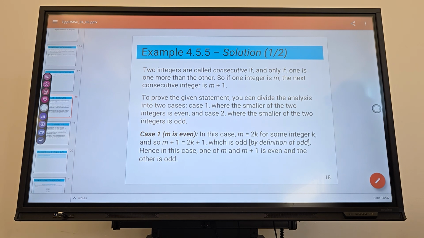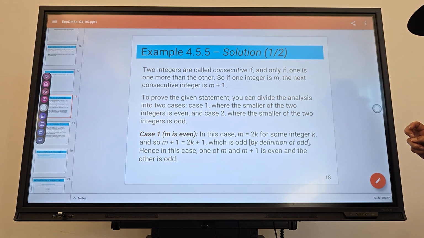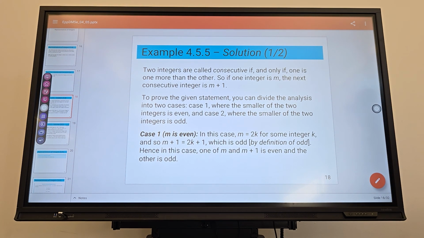So in this case, m equals 2k for some integer k, so that m plus 1 equals 2k plus 1, which is odd by definition of odd. And so in this case, one of m and m plus 1 is even and the other is odd.